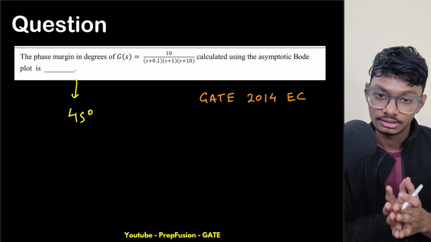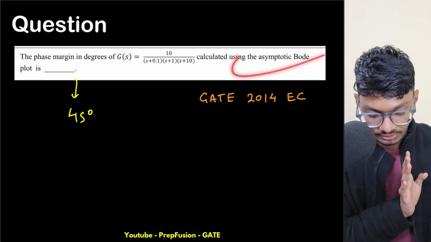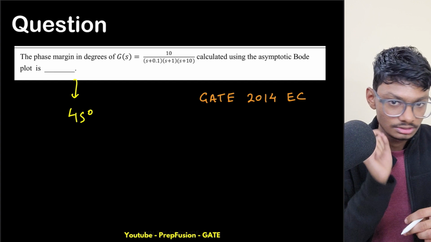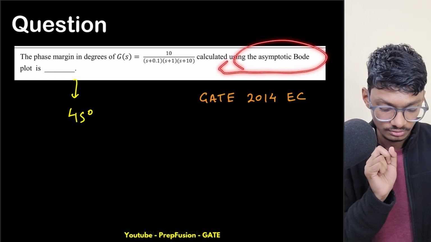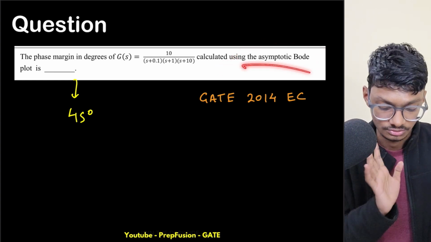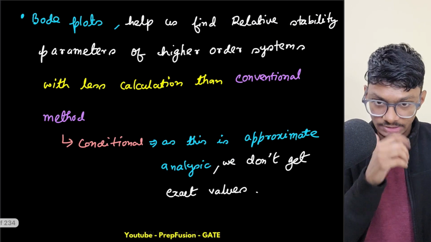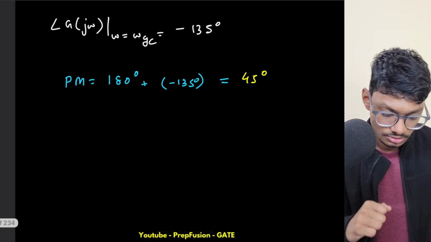But this won't be exact. If they had told us to find the phase margin exactly, this won't be the answer, but as they have told us to calculate the phase margin using the asymptotic Bode plot, that's why 45 degrees came. So yeah, that is one thing.